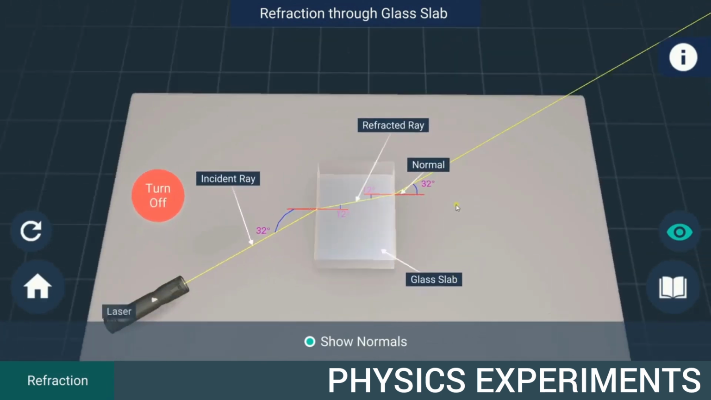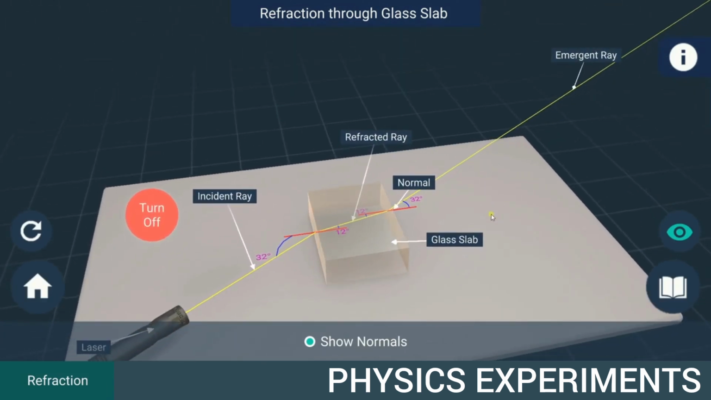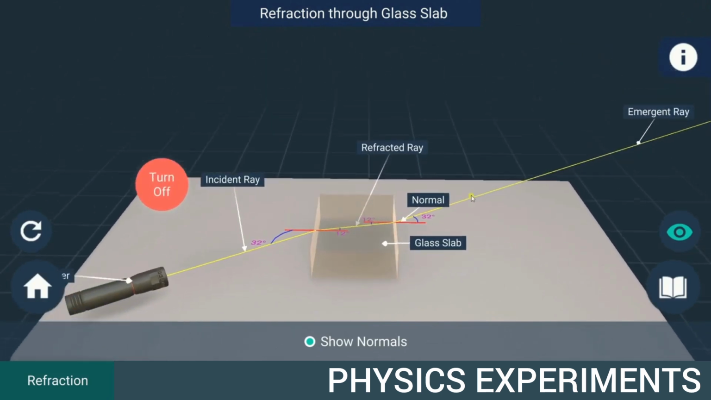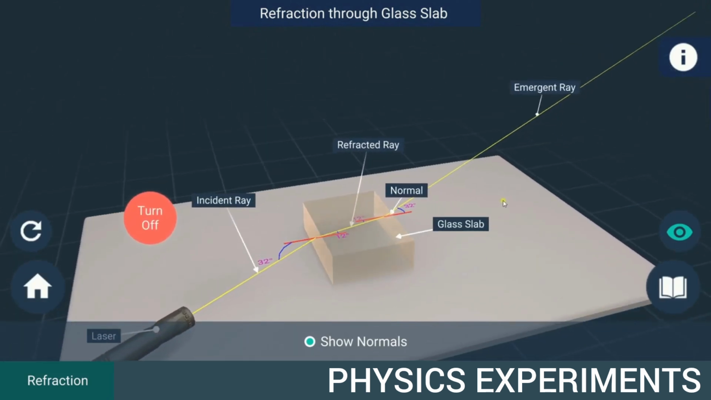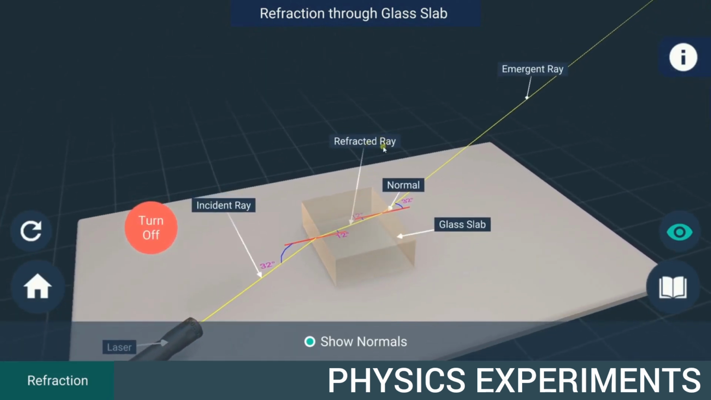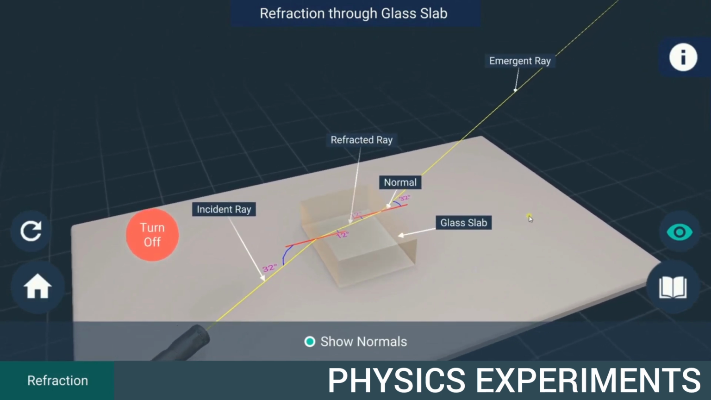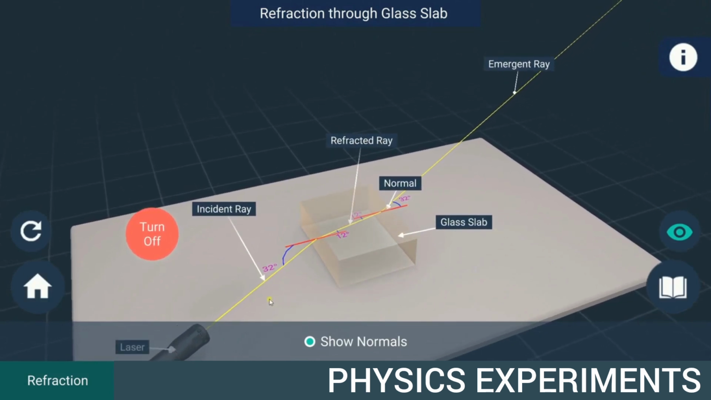Number 2, the ratio of sine of angle of incidence to the sine of angle of refraction is a constant for the light of a given color and for the given pair of media. This law is also known as Snell's law of refraction.